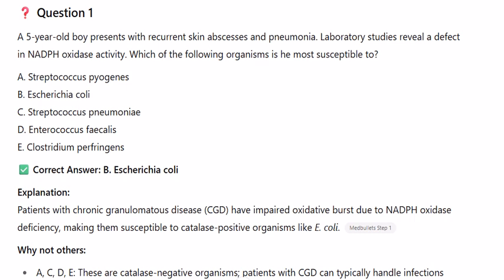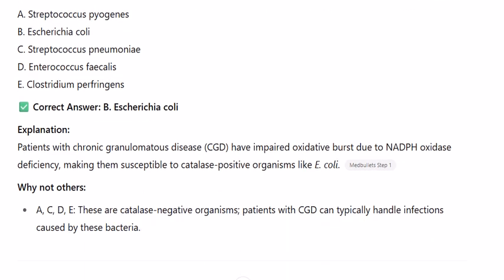Escherichia coli. Patients with chronic granulomatous disease, CGD, have impaired oxidative bursts due to NADPH oxidase deficiency, making them susceptible to catalase-positive organisms like E. coli. Why not others? A, C, D, E. These are catalase-negative organisms. Patients with CGD can typically handle infections caused by these bacteria.